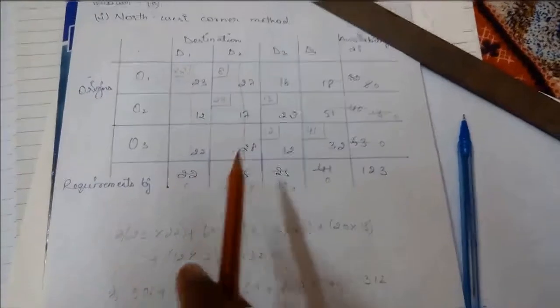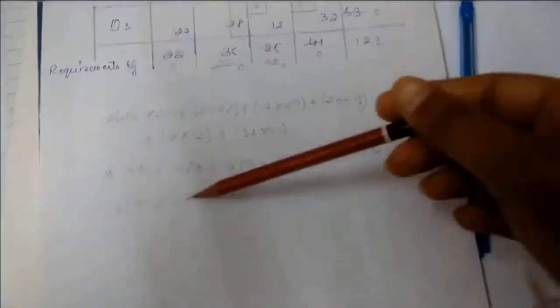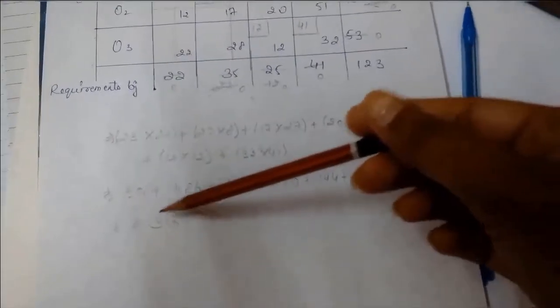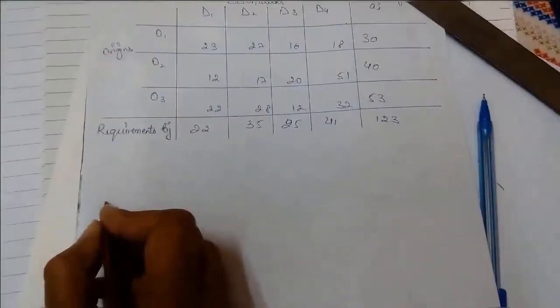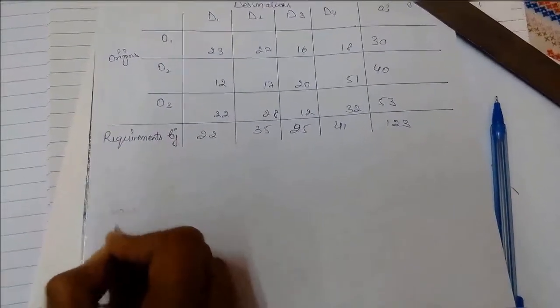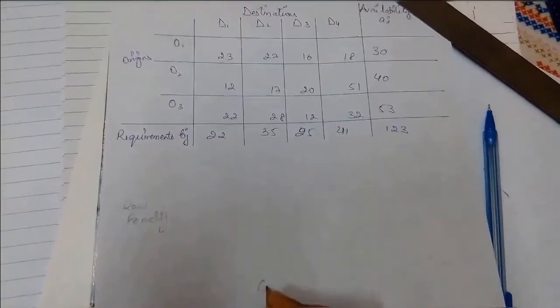So by solving this question with northwest corner method, we will get the transportation cost, this 3167. Okay, now we will do this by the next method, which is Vogel's approximation method. First we have to calculate row penalties and column penalty.